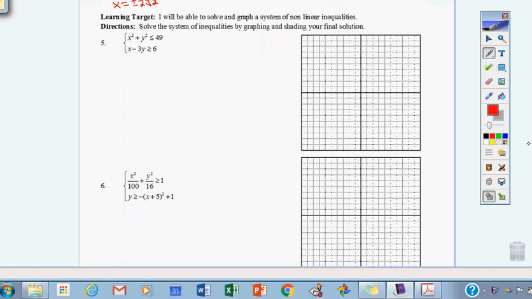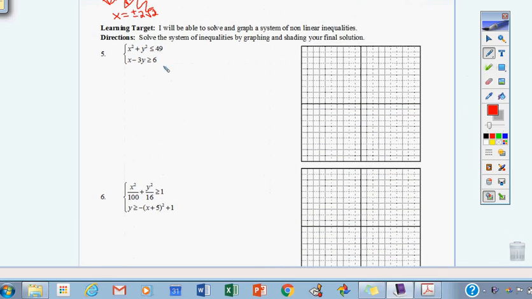Okay, moving along here to problem 5. Okay, so now all we have to do is graph and shade, see where they cross. So that first one there is a circle, set up perfectly as a circle of a radius of 7. So I'm going to try my best here. 10, 9, 8, 7. The center was at 0, 0. Okay, and I'm going to make, wow, this is not perfect at all, but there's my circle.